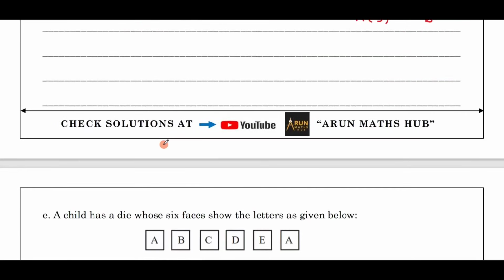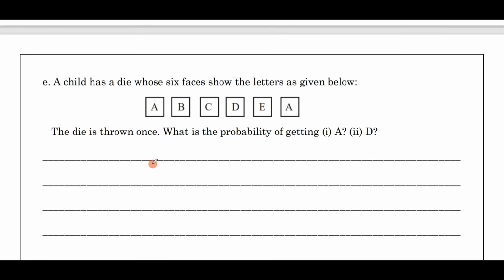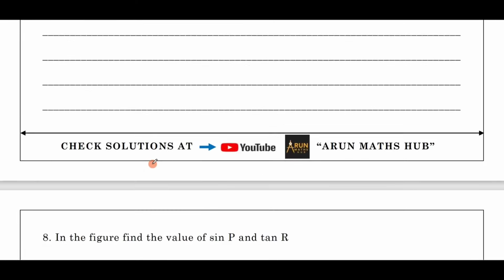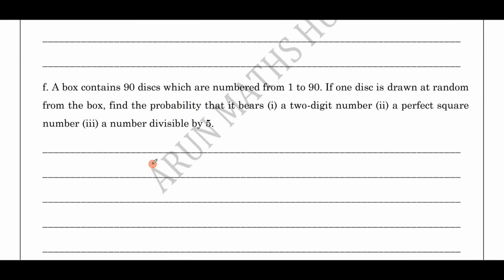Right. So, same thing, instead of numbers, here we have letters. This was asked in a previous year board paper. Few questions are there. Try to solve those questions, and also, to understand the concept of probability better, try to solve the questions from the textbook.